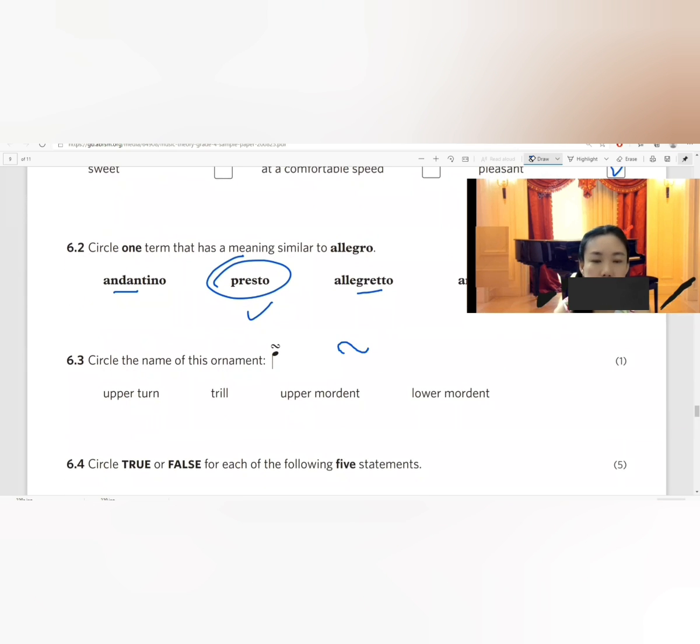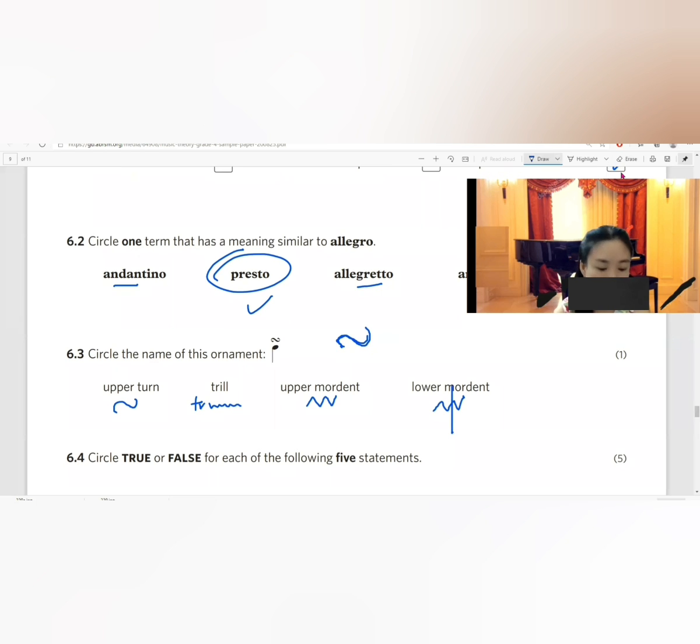So the ornament that looks like a turning S means upper mordent. Sorry, my mistake. Upper mordent should look like this. So this is actually an upper turn. Upper turn looks like this, a turning S. Trill looks like this, a wavy line. Lower mordent is this shape with a slash at the center. So the answer for this is upper turn.